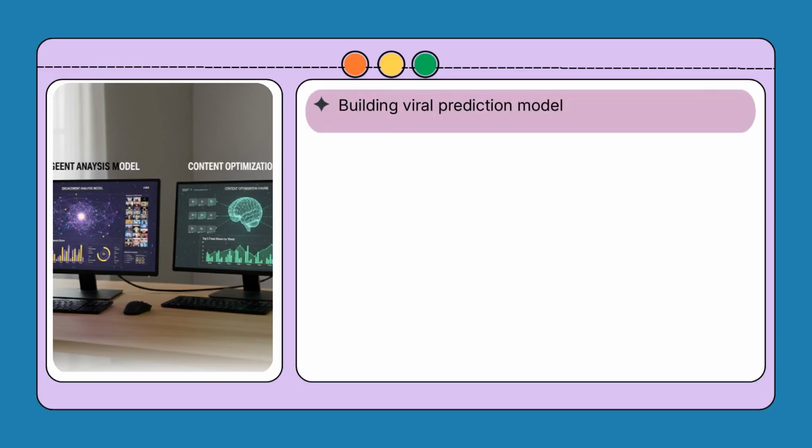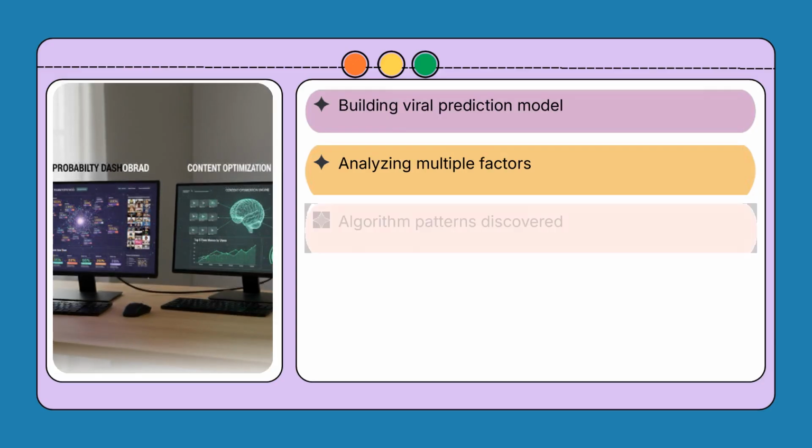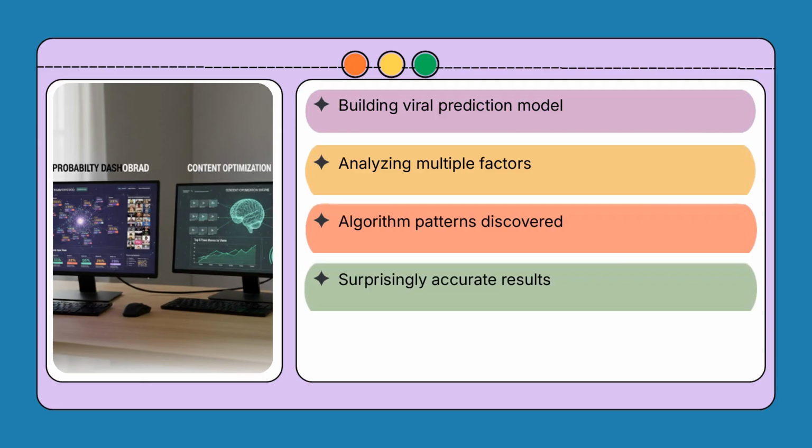Now for the exciting part. Can we predict which videos will go viral? Using our data, we'll build a simple prediction model. We're looking for patterns in title length, posting time, video duration, and channel metrics that correlate with explosive growth. This isn't perfect. YouTube's algorithm is way more complex, but we can get surprisingly accurate predictions for content potential.